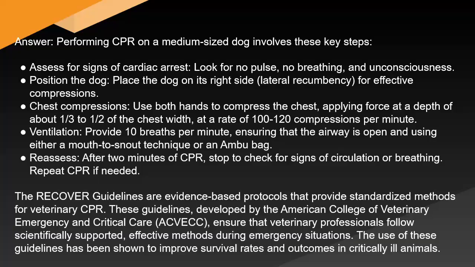Chest compressions. Use both hands to compress the chest, applying force at a depth of about 1/3 to 1/2 of the chest width at a rate of 100–120 compressions per minute. Ventilation. Provide 10 breaths per minute, ensuring that the airway is open, and using either a mouth-to-snout technique or an ambu bag. Reassess. After 2 minutes of CPR, stop to check for signs of circulation or breathing. Repeat CPR if needed. The RECOVER guidelines are evidence-based protocols that provide standardized methods for veterinary CPR.